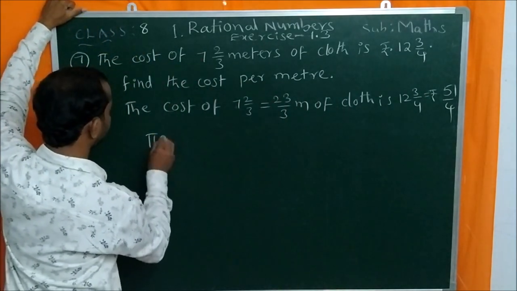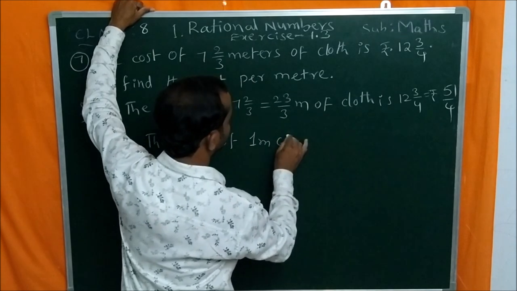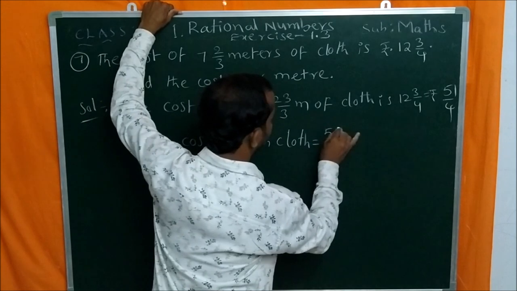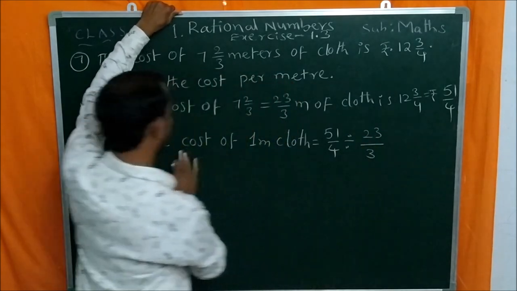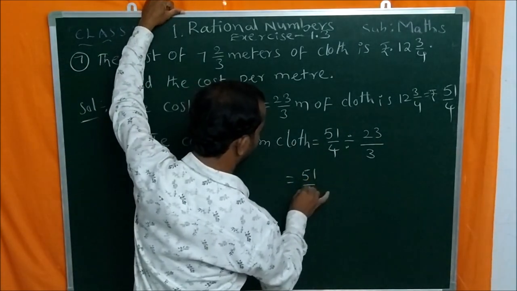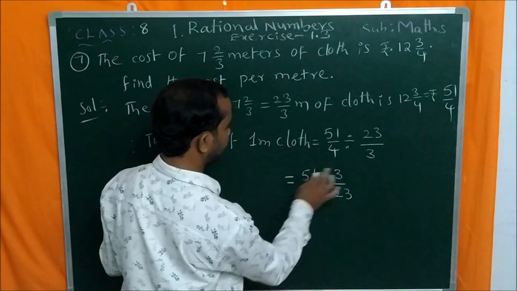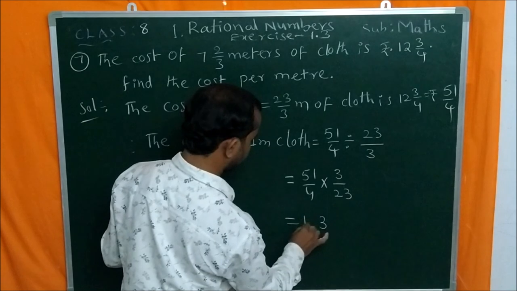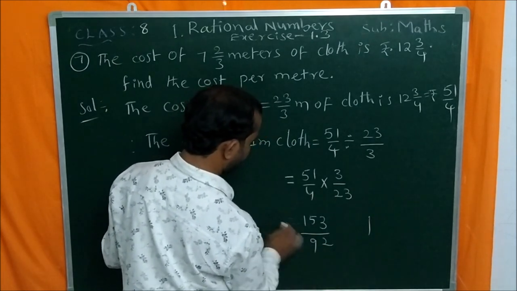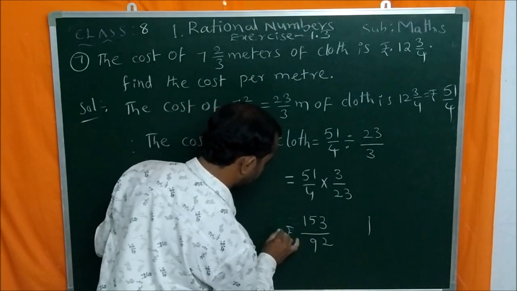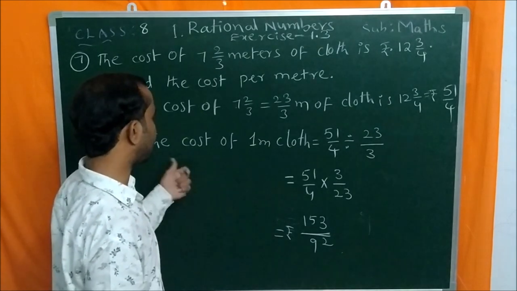Therefore, the cost of 1 meter of cloth equals 51 by 4 divided by 23 by 3. You can get the value for 1 meter of cloth. So 51 by 4 into the reciprocal 3 by 23. 51 into 3 is 153. In the denominator, 4 into 23 is 92. So 153 by 92 rupees, that equals nearly 1.66. This is the cost of 1 meter of cloth.